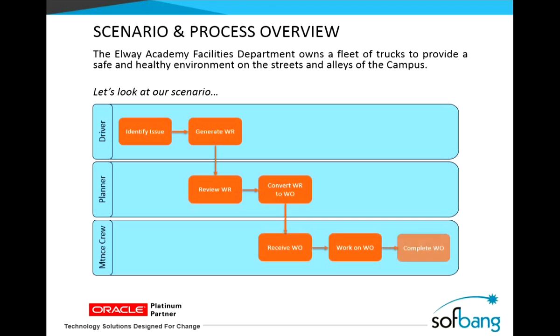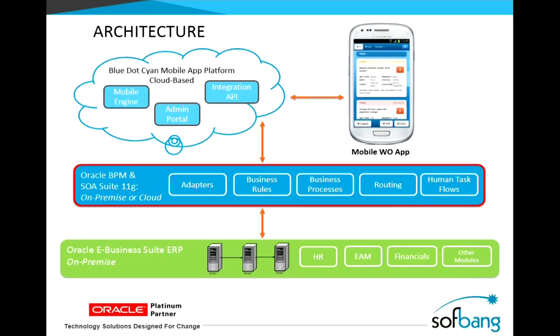So yeah, the maintenance crew is working on the work order, they complete it, and you'll see that end to end. The architecture at a high level: you're going to see the Cyan platform, which is cloud-based, and that's the Blue Dot Cyan mobile app platform, where they're processing transactions, and it's their administration portal. That's what's talking to and provisioning out to the actual mobile devices. And then you'll see a lot of BPM and the process and the composer that we built within Composer, and of course how BPM works with SOA Suite.